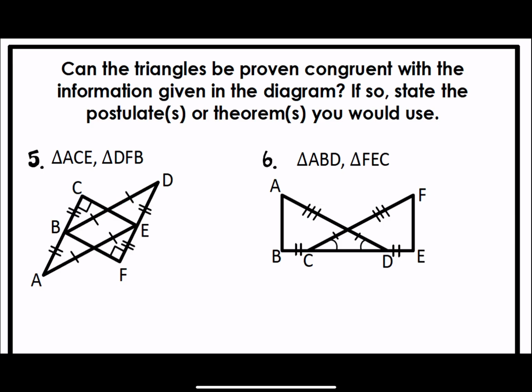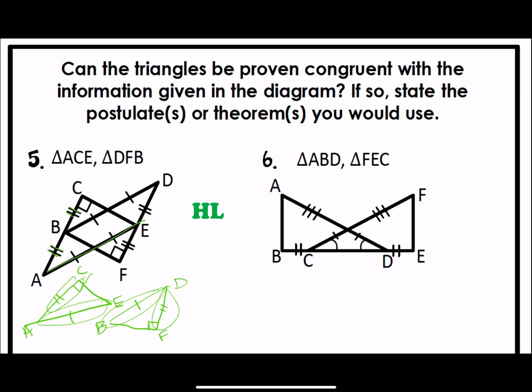All right. So looking at number 5, you're like, oh my gosh, it's a lot of lines. But notice that these are just being bisected, right? So what's happening is, and you can kind of split them out, we've got angles A, C, E, and B, D, F. Angles C and F are right angles. Line AC is congruent with line FD. And line AE is congruent with line BD. In this case, it would be hypotenuse leg because your hypotenuse is congruent. One leg is congruent of the right triangle. If you didn't have that right triangle to begin with, then you would not be able to use HL.